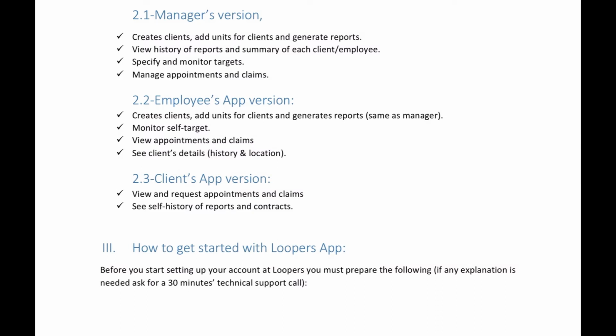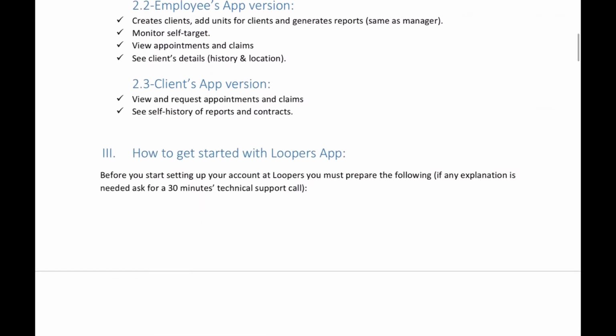The client version can show the appointments and claims or even be created by the client themselves. They are also able to view the history, so the client is able to know what has been done for each unit previously and when, with all the reports, contracts, and details being shown. What has been done in that specific room in the hotel, for example. Of course, all the details can be accessed separately in other videos.